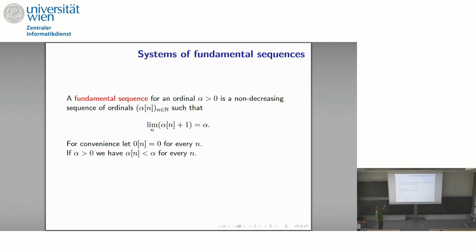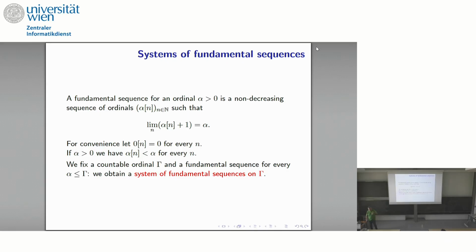A fundamental sequence for an ordinal alpha greater than 0 is a non-decreasing sequence of ordinals which go up to alpha, with the +1 to take care of the successor case in an appropriate way. And for convenience, we attach a fundamental sequence also to 0, which doesn't make sense because you have no ordinal smaller than 0, but we just set 0, 0, 0 as the fundamental sequence for 0. And then it's obvious that for every alpha greater than 0, alpha of n should be smaller than alpha, so you get a smaller ordinal.